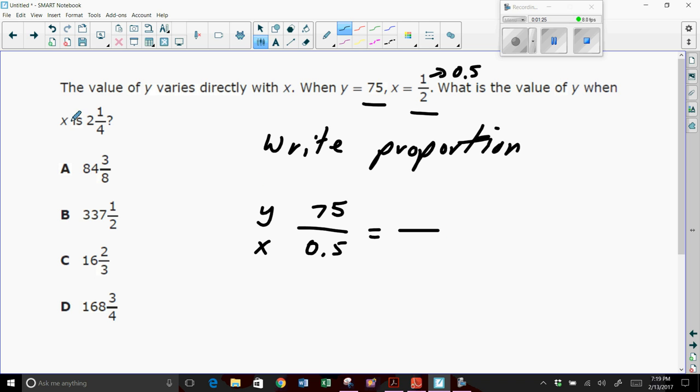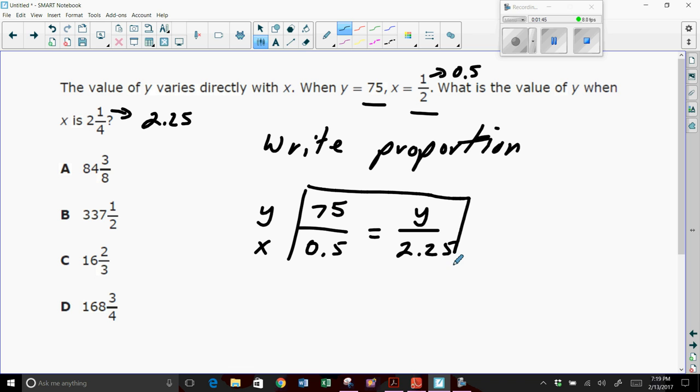Now, once again, I don't like a fraction in a fraction, so 2 1/4 is the same as 2.25. So 2.25 goes in the bottom, so x goes with x, and y goes with y. Now, I'm missing a y, so I'll go ahead and plug a y right here. So this is the problem I'm going to work with.